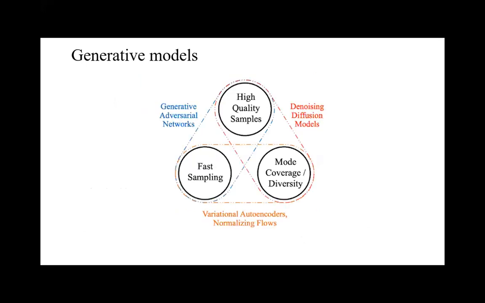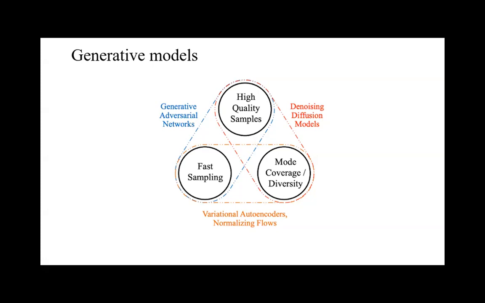As a comparison, we have high quality samples, fast sampling, diversity, and how easy it is for these models to be trained. Generative adversarial networks generate high quality samples, and they generate fast, but they have issues with the diversity of the images they generate. On the other hand, variational autoencoders and normalizing flows are fast and diverse, but the images do not have high quality.